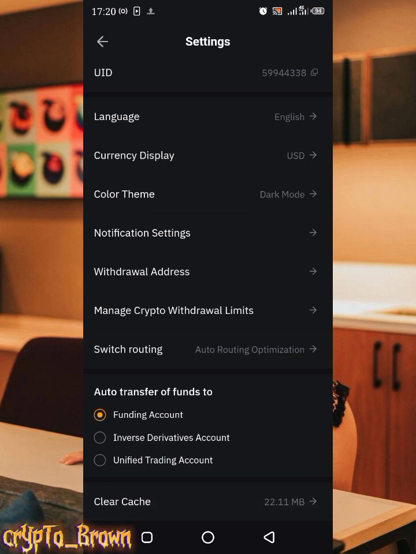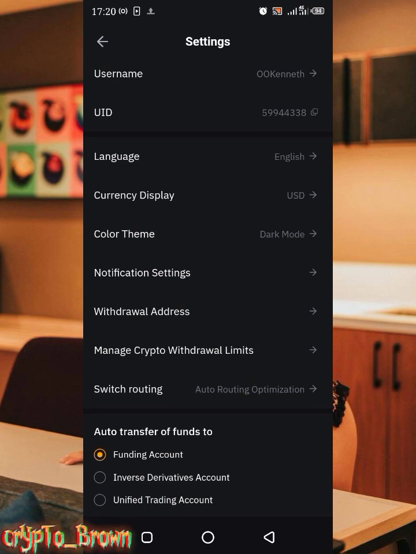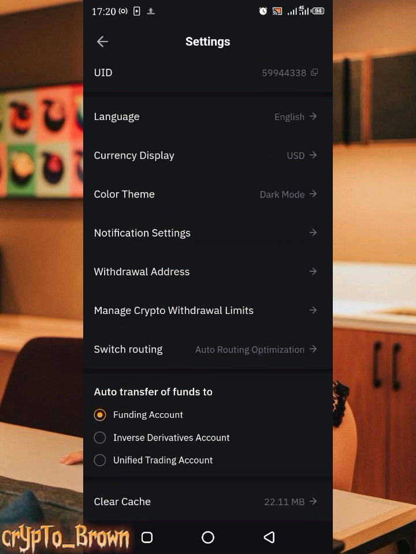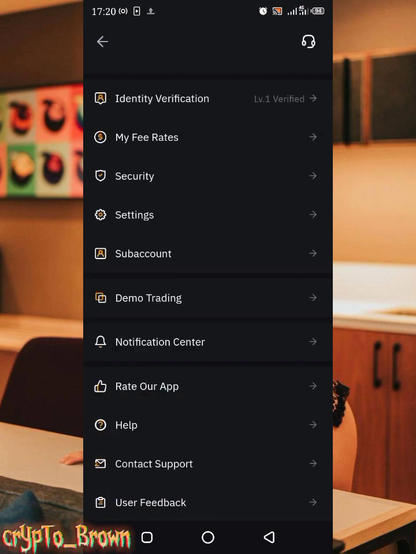You can manage your crypto withdrawal limits. That one is in your own hands. And then auto transfer funds to either the funding account, invest derivatives account, or unified trading account. I'll tell you all this as we move on. So let's go back over here.